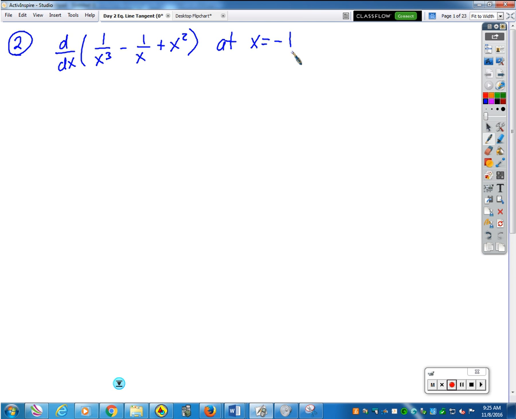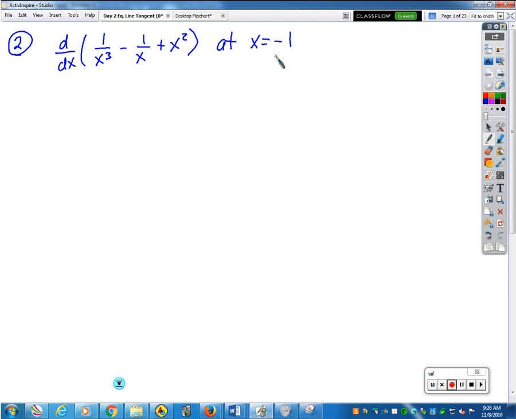Yeah, one more time. So what I see in front of me is simply, I'm supposed to find the derivative of this. And once I find that derivative, I'm supposed to plug in an x value of negative 1. So this means I get it, this means I don't. Show me.